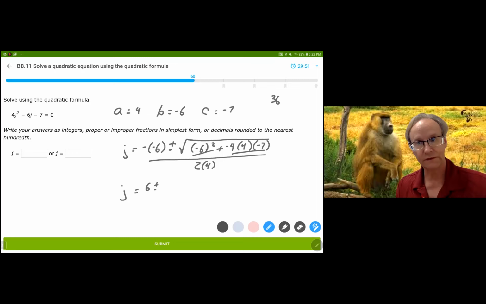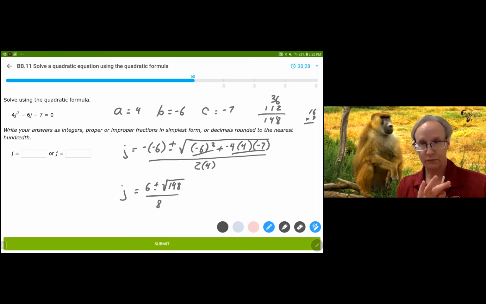And 16 times 7 is 112? 16. I can't multiply today for some reason. Yeah, 16 times 7. Yeah, it's 112. And so we have 148. Yeah, plus or minus the square root of 148 all over 8.